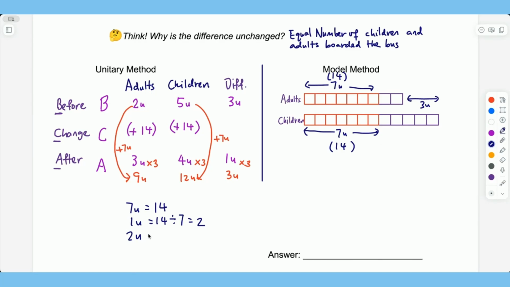So 2 units will be 2 times 2, and that gives us 4. The answer is 4 adults on the bus at first.